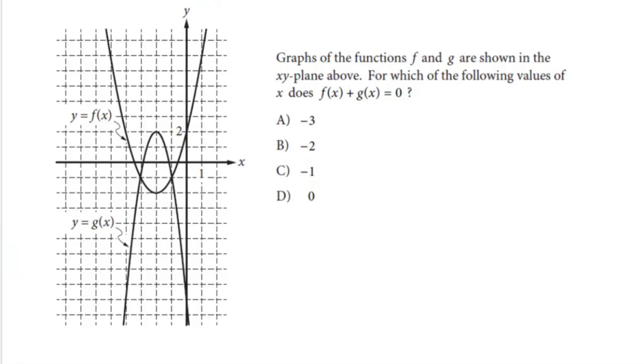Let's look at problem one. Graphs of the function f and g are shown in the xy plane above. You can see there's a graph of y equals f of x and y equals g of x. For which of the following values of x does f(x) plus g(x) equal 0? So this is a quadratic function question. By f(x) and g(x), we mean the y coordinates on these graphs. Which two y coordinates will give you a sum of 0?